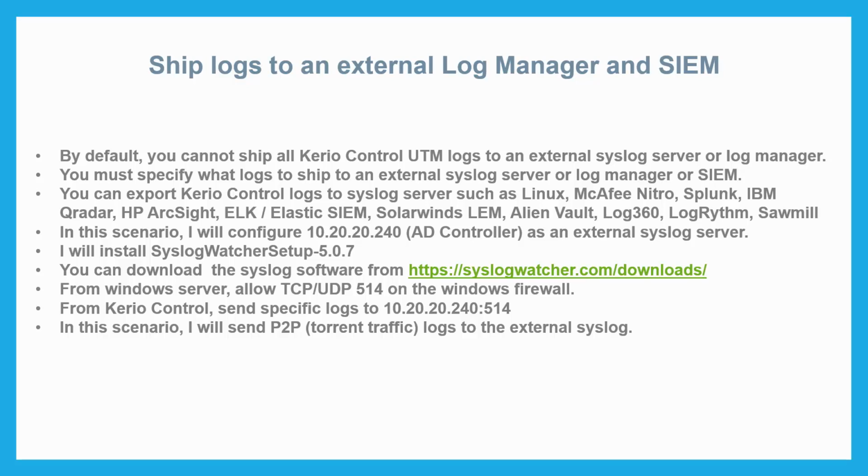From the Kerio Control UTM, we will send the specific logs to 10.20.20.240 on port 514. That IP belongs to our Active Directory controller. So in this case, we will send peer-to-peer traffic to the external Syslog.